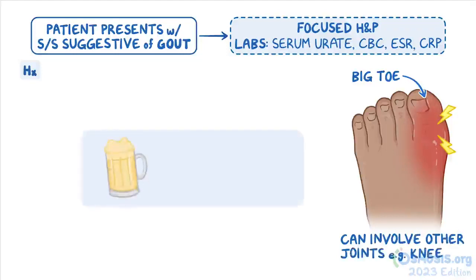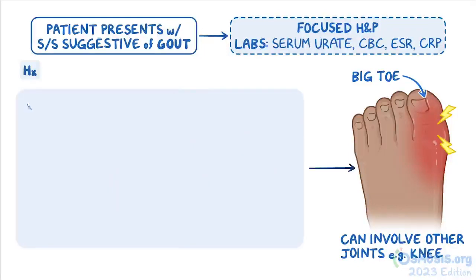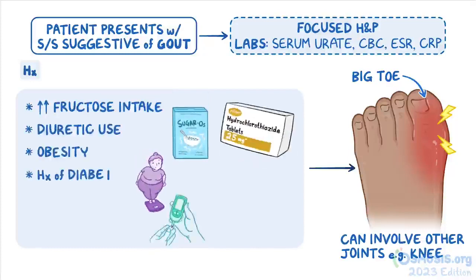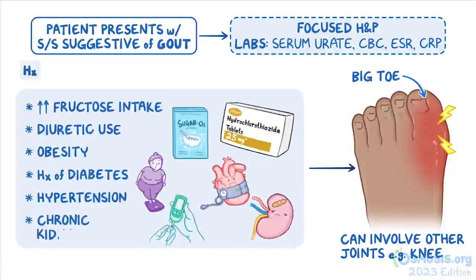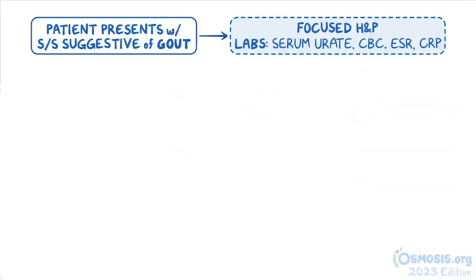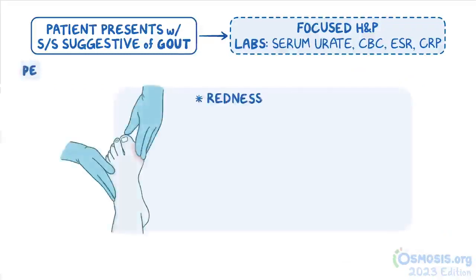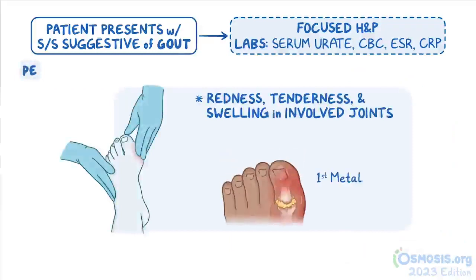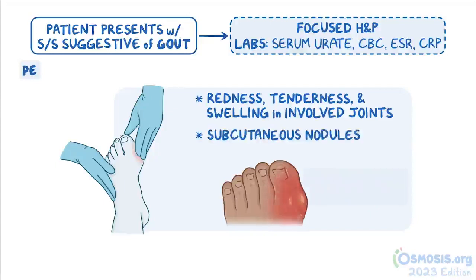The diagnosis of gout is made clinically and relies on the presence of classic symptoms, known risk factors, and lab findings. However, in some cases, when the diagnosis is not clear, joint aspiration may be needed. All right, if a patient presents with signs and symptoms suggestive of gout, you should first perform a focused history and physical examination. As well, order labs like serum urate, CBC, ESR, and CRP.